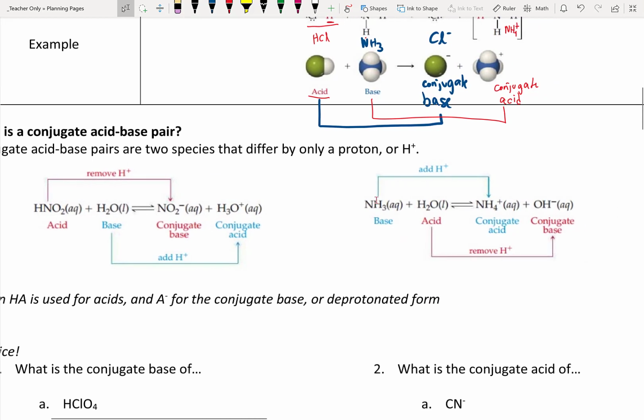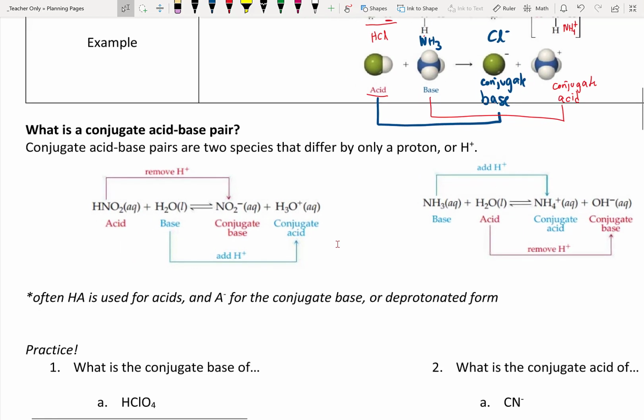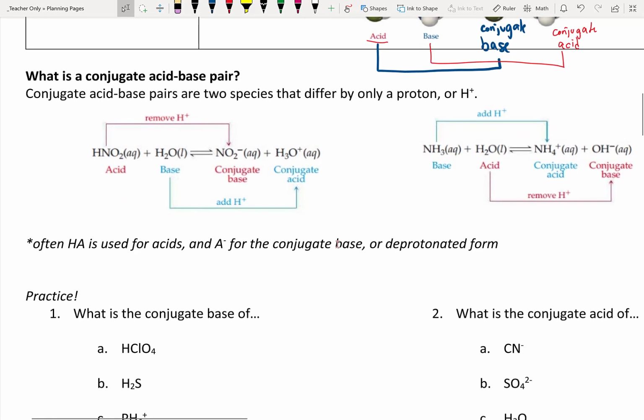So we see in this reaction, we have ammonia, NH3, acting as a base by accepting the proton from water, acting as an acid. And we see that water's conjugate base is OH-, and ammonia's conjugate acid with that H+ is NH4+. Now, this difference by a proton is so common that we often can just represent acids using H, the proton, plus A, the anion. For example, the NO3, or in this one, it would be the HOH, okay? So then A- would be the conjugate base or the deprotonated form, okay?